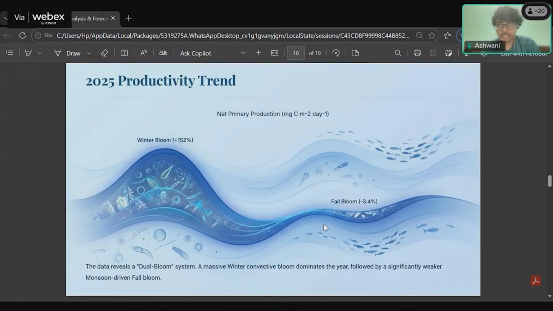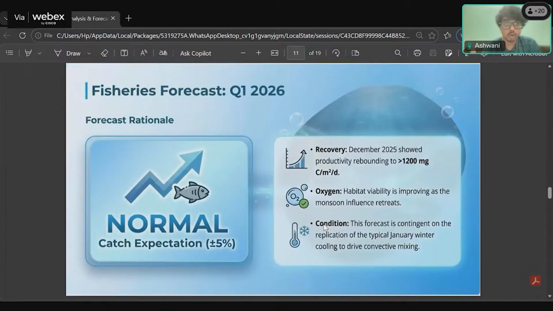From this current year's data training, we got a prediction that the current fishing trend catches are going to exceed by 5%, and this will also improve the oxygen availability in water. During our research, we also found that there was a very sharp negative correlation between the temperature and the net primary production, which also explains why there is a winter bloom of around 0.67 index, and there is a fall bloom which is very small compared to the winter.